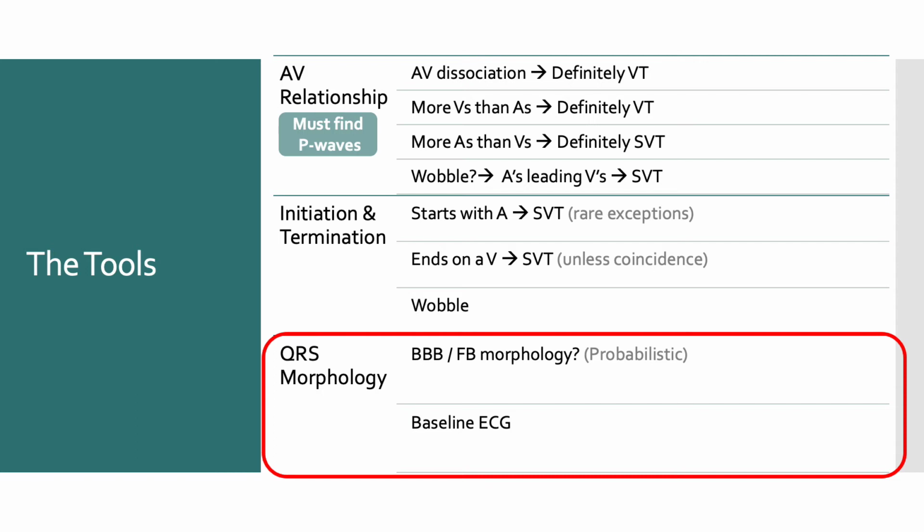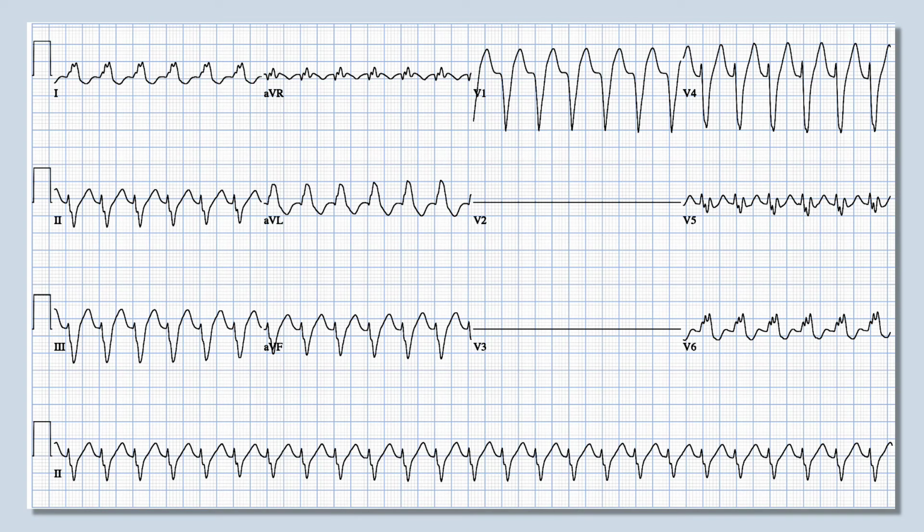And often an important clue is the baseline ECG, to see if the baseline ECG has a bundle branch block which looks similar enough to the QRS in the tachycardia. And it is very common that we get an ECG where we can't see any reliable P waves, and we don't have the initiation or the termination of this tachycardia, so we can't use that tool either. So the only tool we have is QRS morphology.